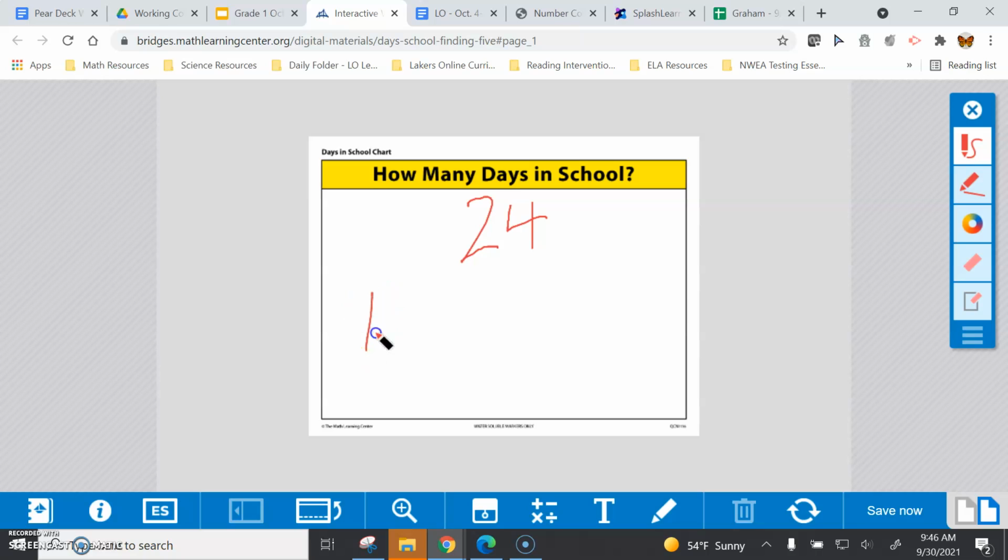I'm going to try this one. 10 plus 10 plus 4. I would like you to pause the video and I want you to think of math facts that you can write and create that equal the number 24.